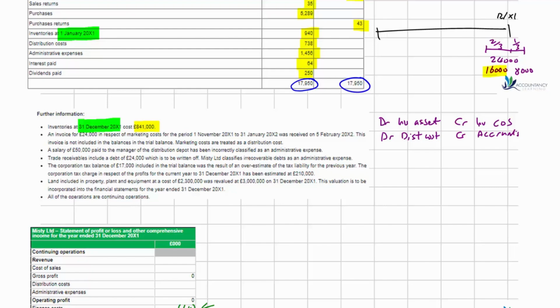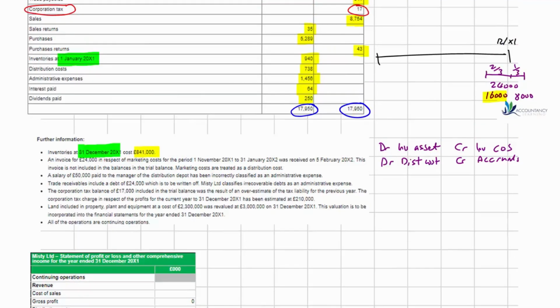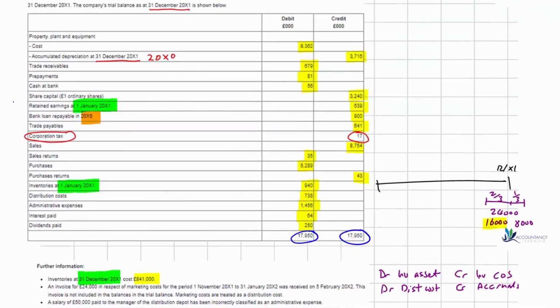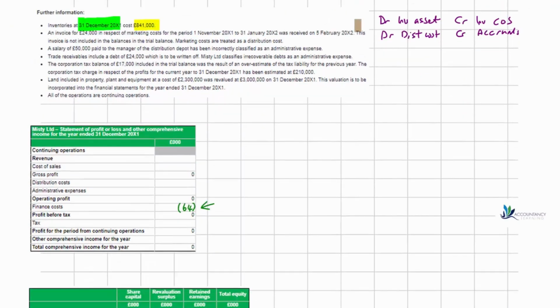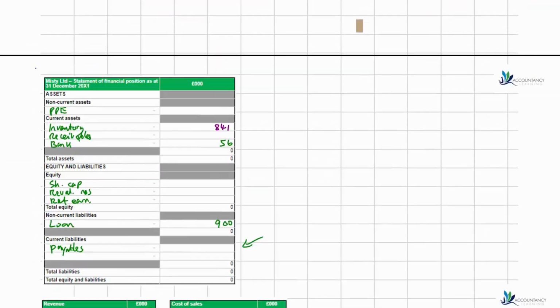Now notice that all the figures are in thousands anyway. So again, if we look at our trial balance, all the figures are stated in thousands. So we need to make an adjustment for 16, not 16,000. Again, just make sure that you're using the right numbers. So we've got a working for our distribution costs, haven't we?